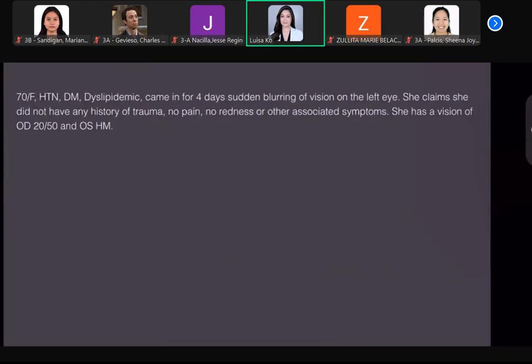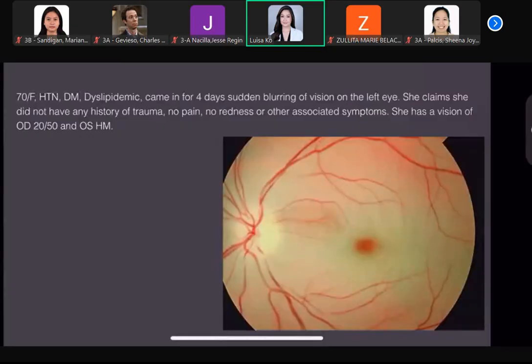Next case, we have a 70-year-old female, hypertensive, diabetic, dyslipidemic, who came in for a 4-day history of sudden blurring of vision on the left eye. She claims she did not have any history of trauma. There was no pain, no redness, or other associated symptoms. She has a vision on the right eye of 20/50 and on the left eye hand motions. First of all, describe what you see.